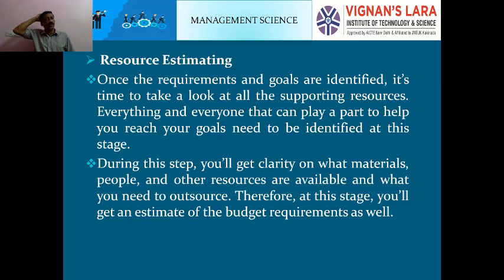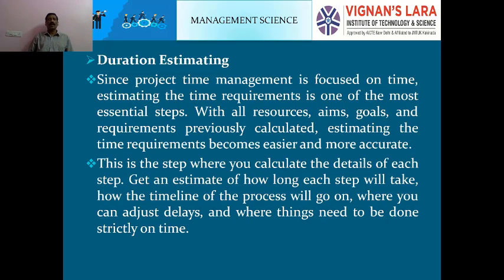These are all estimated with reference to the correct event time estimations. The third step is duration estimation. Duration means time. Once resources are over, time is to be estimated for each and every activity. Why? Because two tasks are completed with reference to duration.